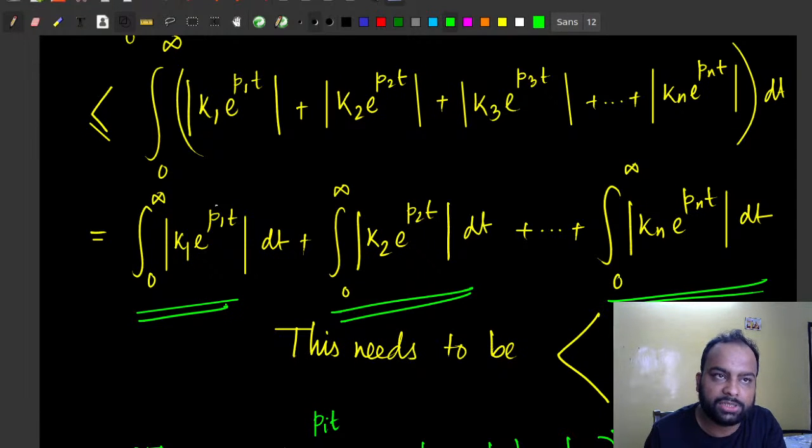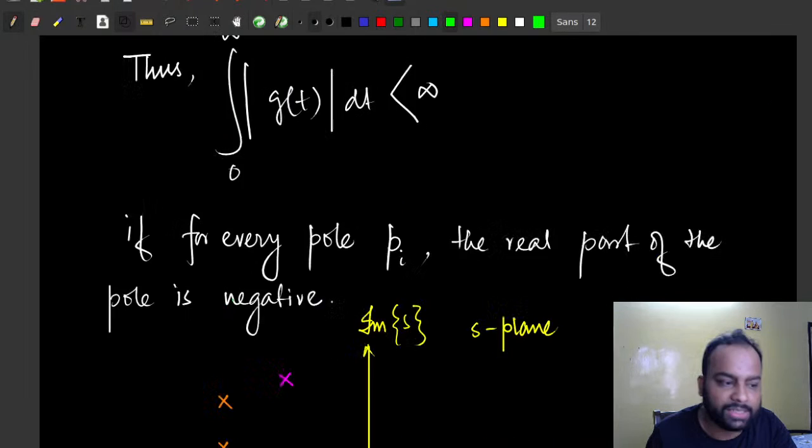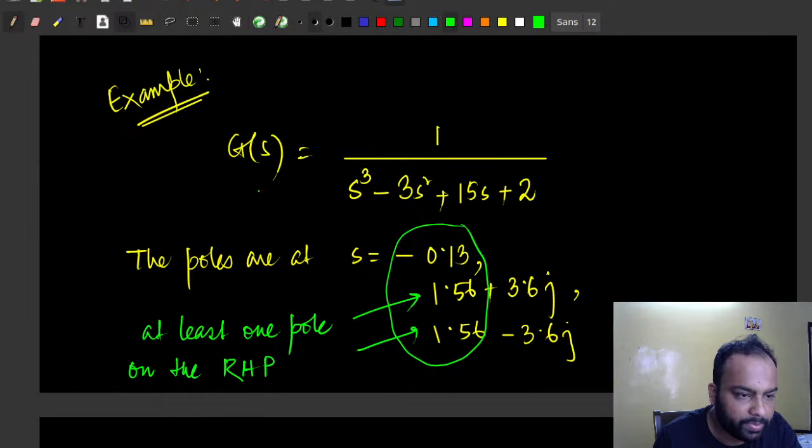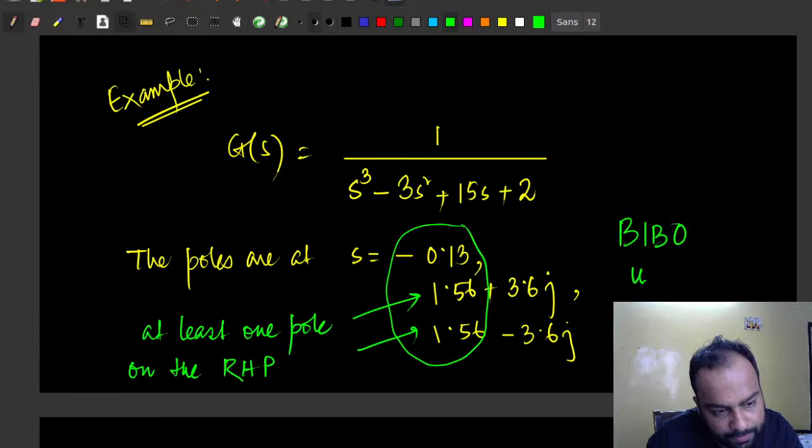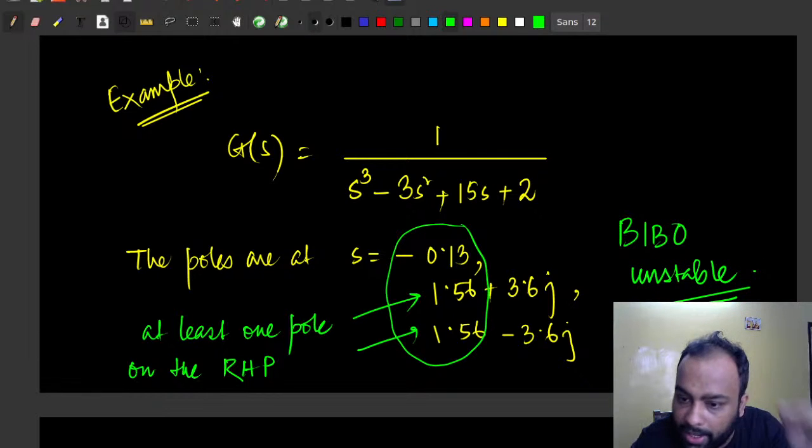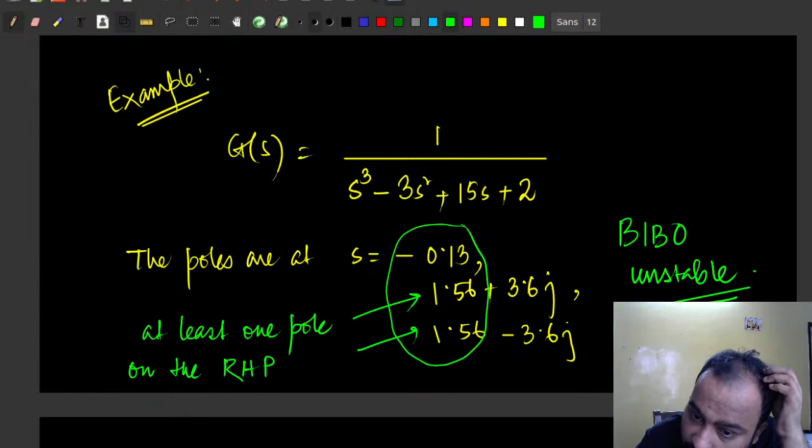So the impulse response is not absolutely integrable anymore. So the system will be unstable. So this system is BIBO unstable. Again, if you have questions, ask. In this way, we can conclude the BIBO stability from the transfer function.